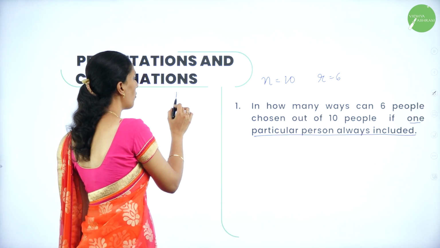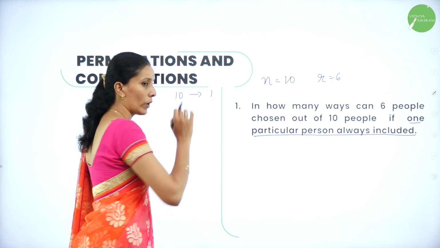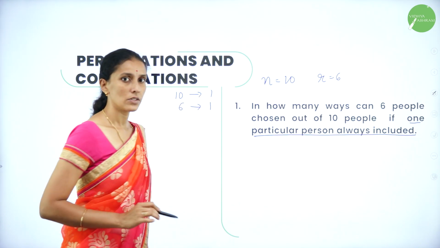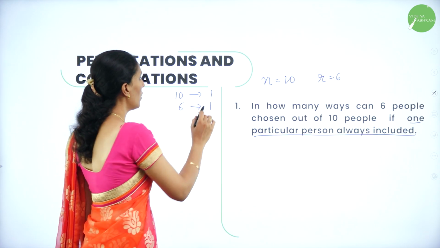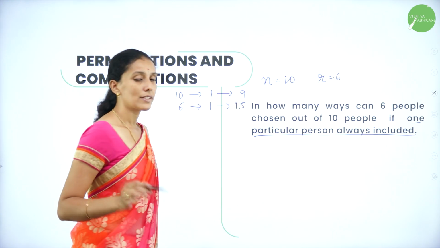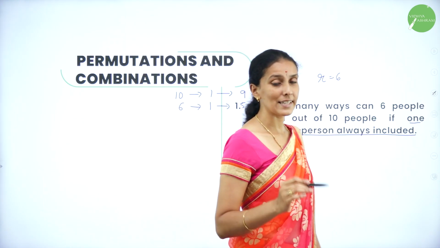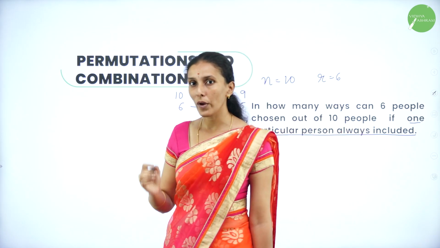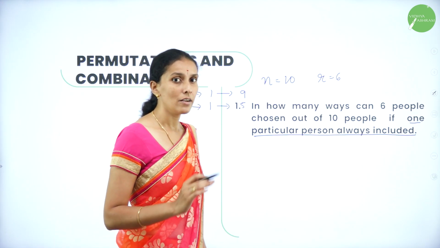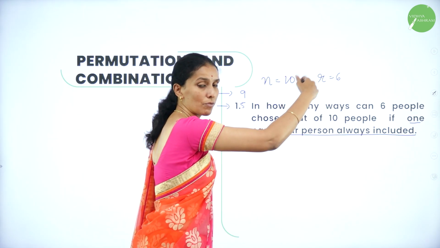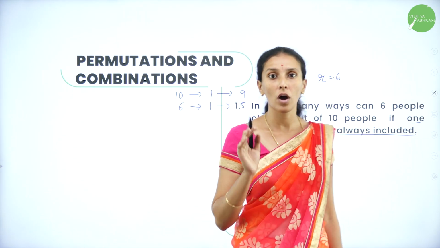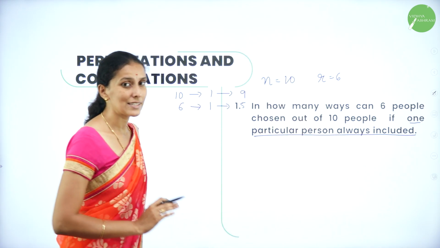Since out of 10 people, one is always included, that is, out of 6 people, one is always included. So he is already in the group. So remaining is here 9 and here it is 5. So the selection must be made in 9C5. So remember, when you have questions like included, you have to subtract the number of included persons from the total number as well as from the selection. That is, from N and R, you have to subtract the number of persons who are included. So this is the hint for these types of questions.